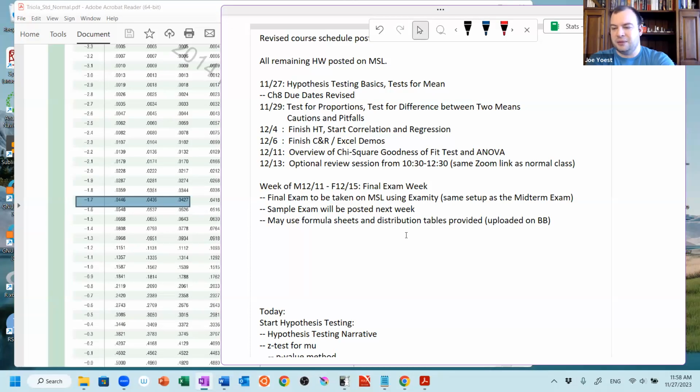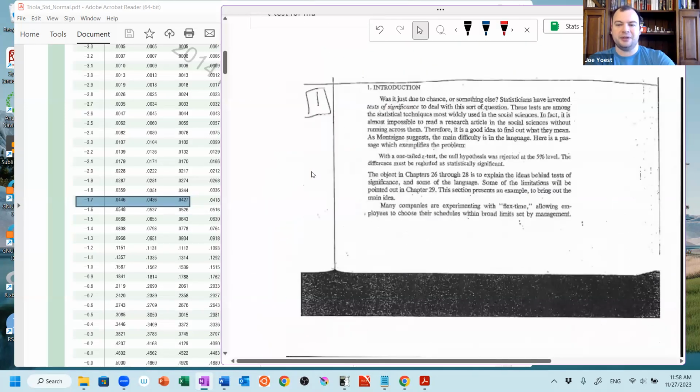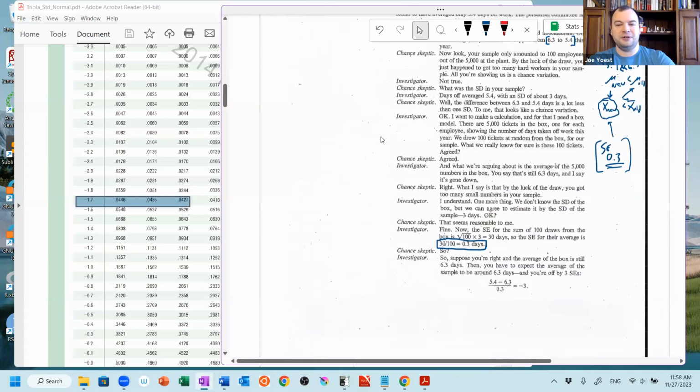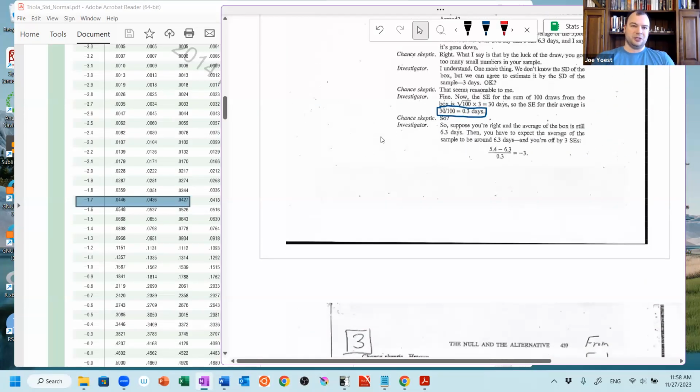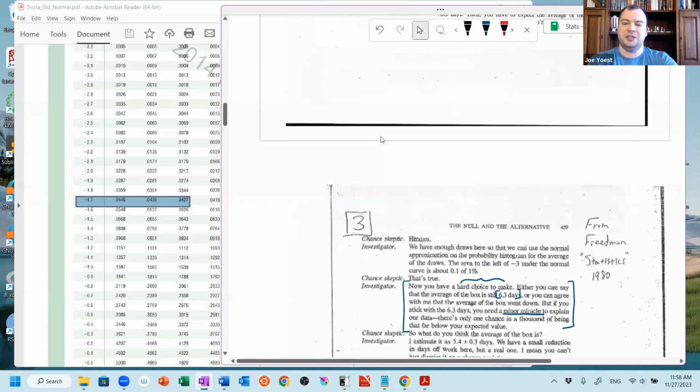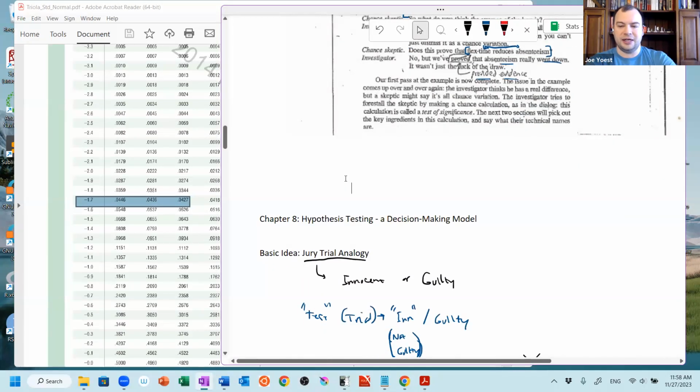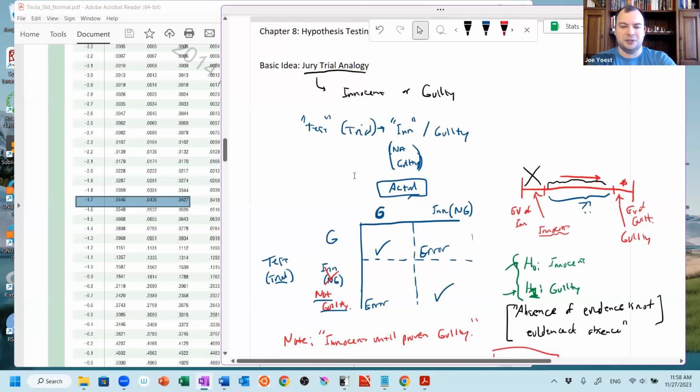I would recommend before next class, read through the introduction hypothesis test sections in the book. So understand what the errors are, understand the structure of the hypothesis test, the logic. Maybe read back through this narrative here, now that we have a little more exposure to it, and see if you can get a deeper understanding of what the narrative was saying and how that all ties in, and think back to this jury trial.